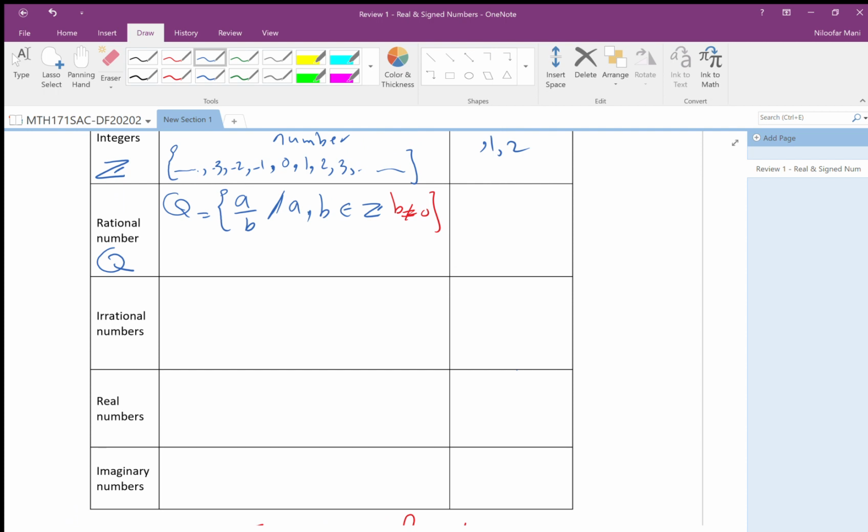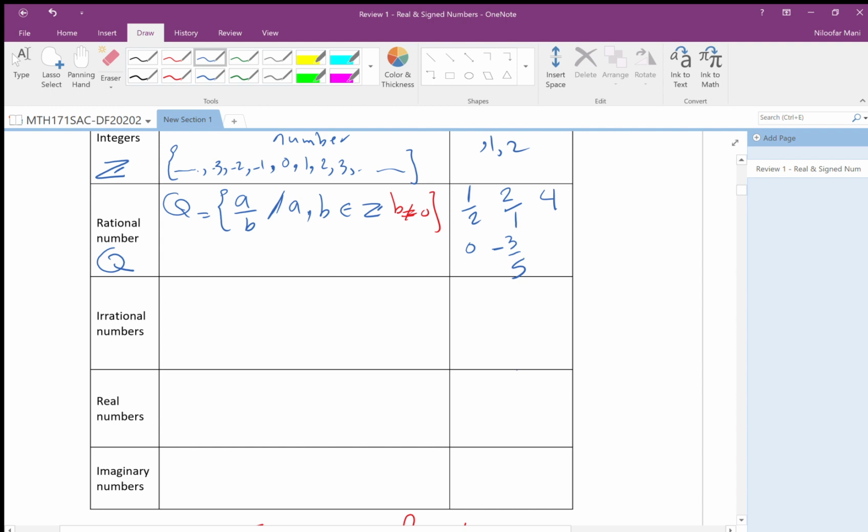Okay, so I can show you 1 over 2 or 2 over 1, or for example just 4, because 4 is just 4 over 1. I can say 0 as well. I can say minus 3 over 5. All of them are rational numbers.